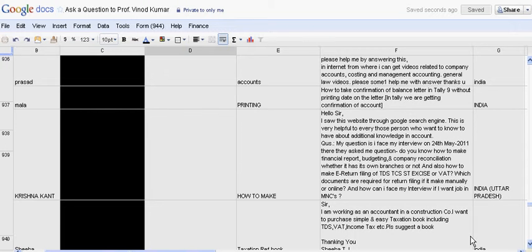2011. They asked me question, do you know how to make financial report, budgeting, company reconciliation, whether it has its own branches or not, and also how to make a return filing of TDS, TCS, excise or VAT. Which documents are required for return filing if it is made manually or online? And how can I face my interview if I want a job in MNC?